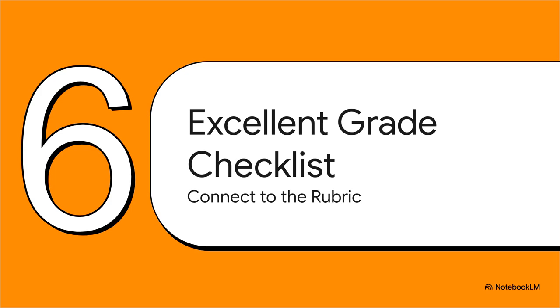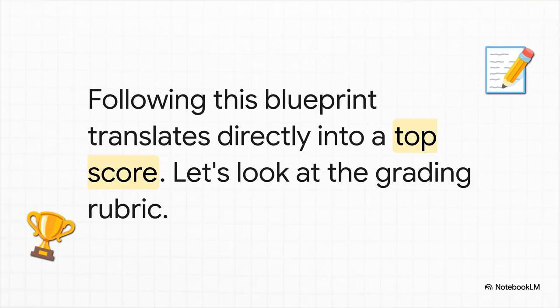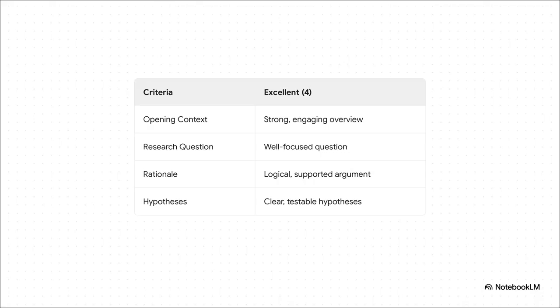So, we've walked through the entire 4-part blueprint. Now for my favorite part. Let's see how following this structure connects directly to you getting the best possible grade. Look, this isn't just some good advice I made up. It's literally a reverse-engineered guide to the grading criteria. Think of what's coming next as the ultimate cheat sheet for your introduction. Just look at this. It's almost like we had the answer key all along.